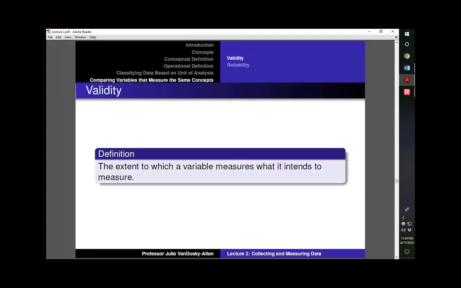After we collect our data, we have to review our variable to make sure we are measuring what we want to measure. A variable is valid if it measures the concept it intends to measure. It is invalid if it does not measure the concept it intends to measure.